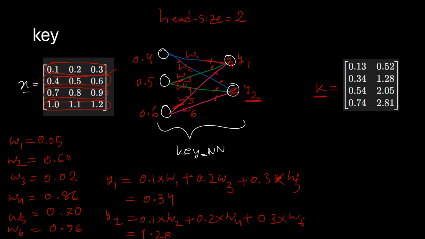Now remember that the first row of this key matrix corresponds to the key of the first embedding vector. The second row is the key corresponding to the second embedding vector. So just keep that in mind. So we have found the key matrix. Now it's time to find the query matrix.